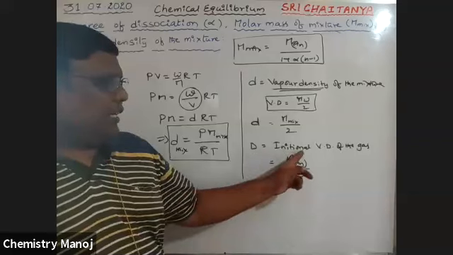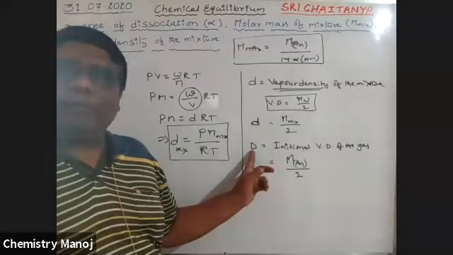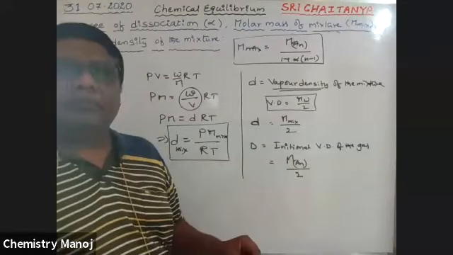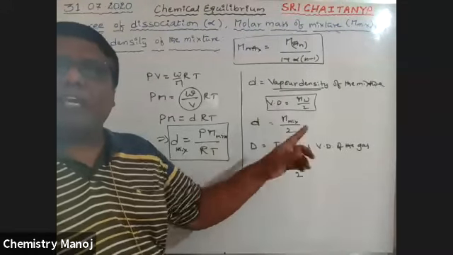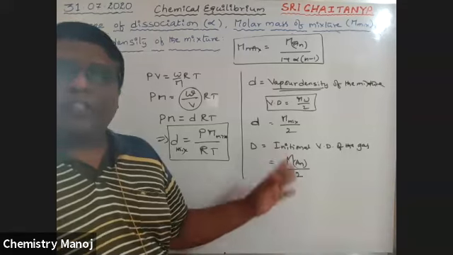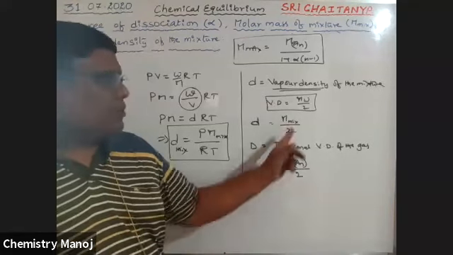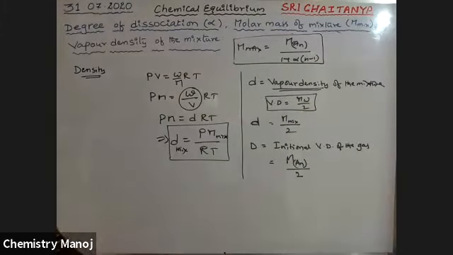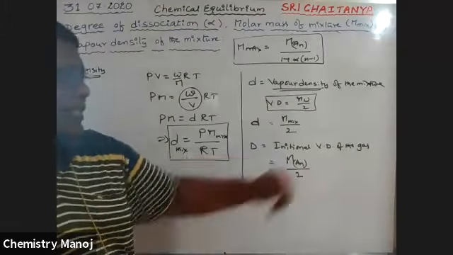So this is the condition. Capital D is the initial vapor density of the gas, initially we have only AN. Small d is the vapor density of the mixture. The mixture contains both AN and AR, so this is the mixture molecular weight, already we calculated.